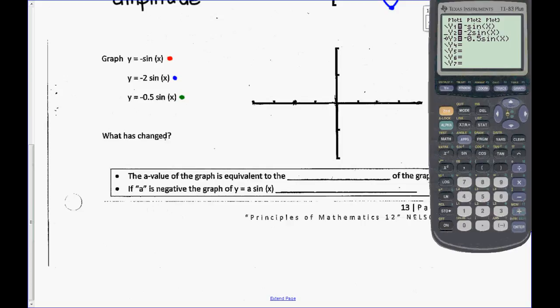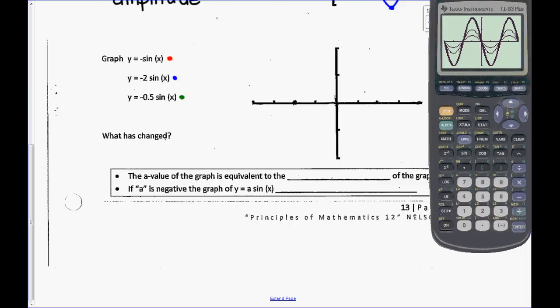Okay, so when you've got them entered in and you hit graph, let's see what happens to our graph this time. There's our original y equals sine of x. This bold one is the same, but with a negative sign in front, I guess. The bold one is -2 times sine of x. And this little one that is drawing right now is -0.5 sine of x. What do you notice has happened to our graph?